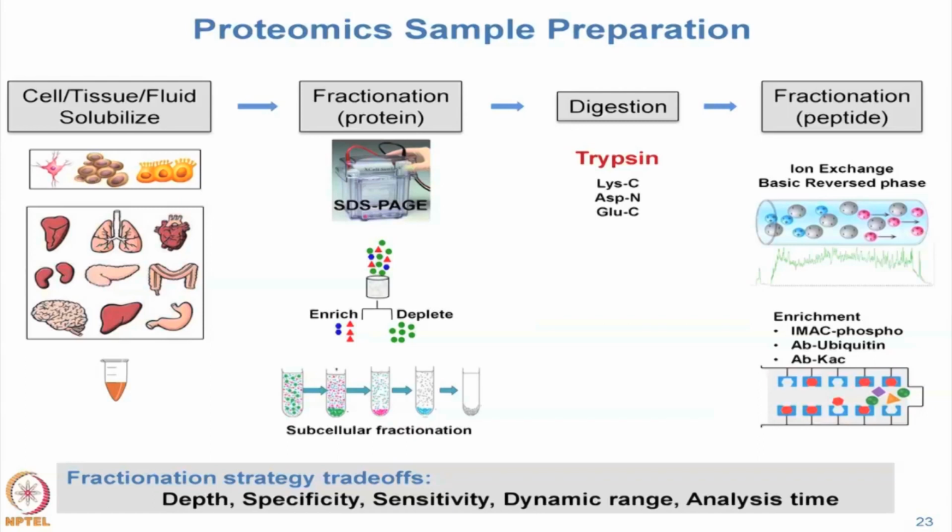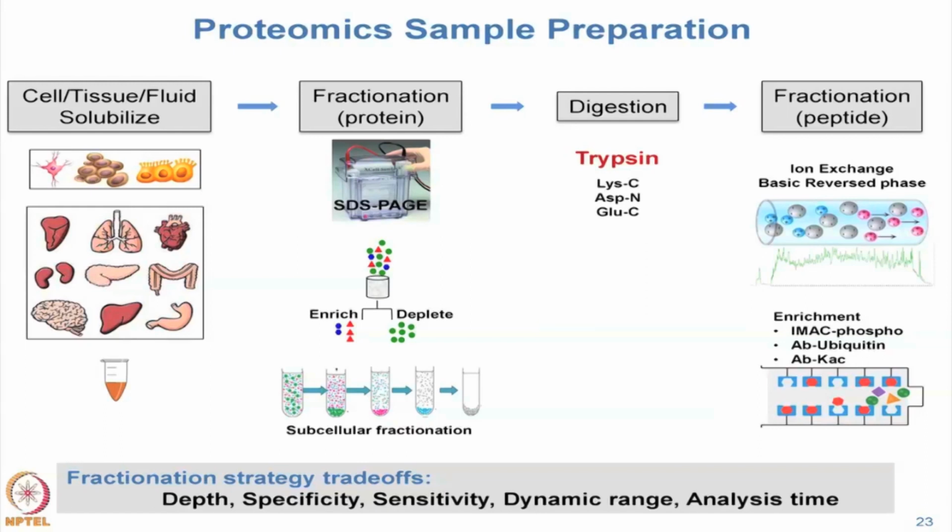You have the choice of maybe you want to do some fractionation at the protein level. You might want to do some enrichment or depletion at the protein level. If you're working on cells and you care about mitochondria, you might do preparation that gives you an enrichment of that subcellular fraction that you're interested in.